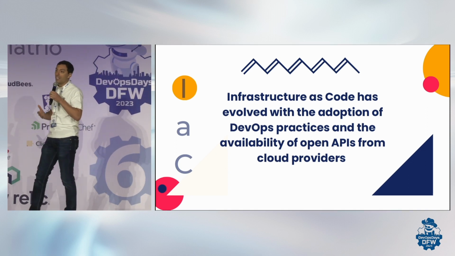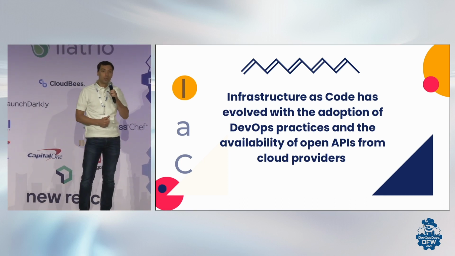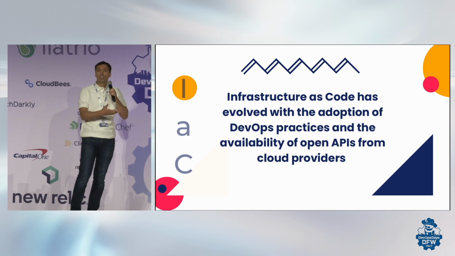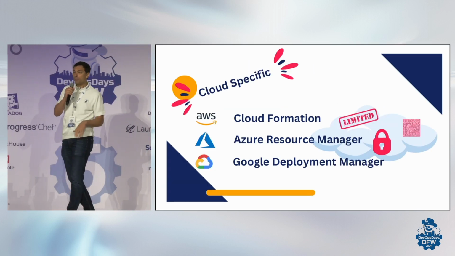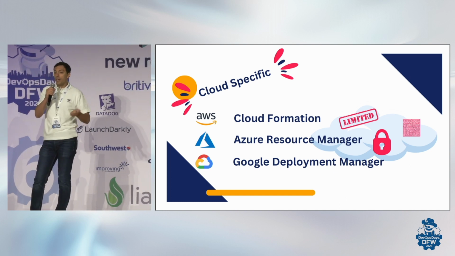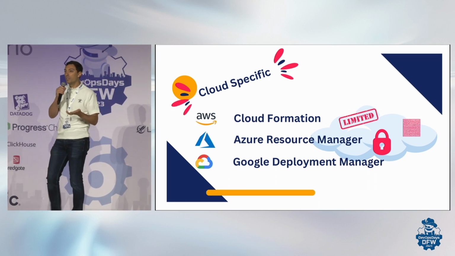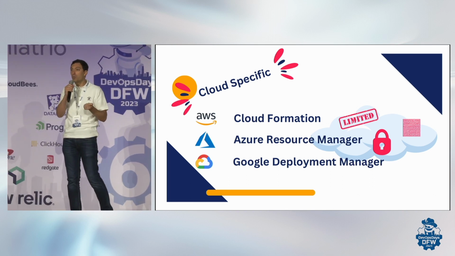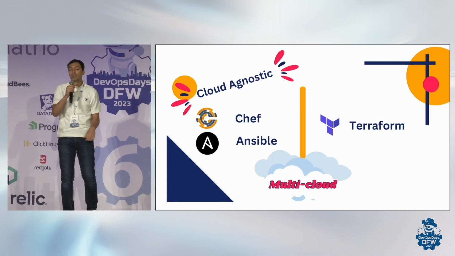Infrastructure as code evolved from the DevOps practices, evolved from the open APIs the cloud providers gave us. And not just the cloud providers, we also have something like OpenStack and VMware. We started with something more cloud-specific, like CloudFormation and resource managers, and they were limited to only the cloud services, maybe locking you in with one cloud. You cannot take the same experience to another cloud, and it's very complex.